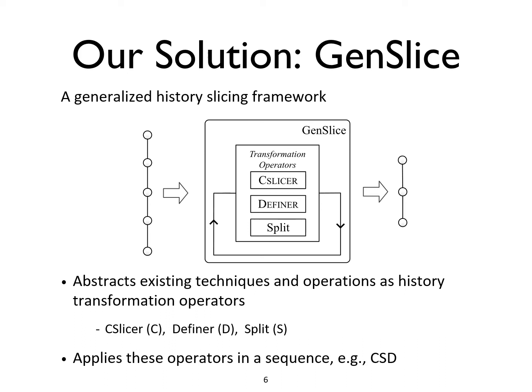To explore different sequencing, GenSlice applies these operators in a loop style. Each run of the loop is a transformation sequence. For example, sequence C, S, D means first running C-slicer, then splitting its result, finally running Definer on top of the splitting result. With different orders and occurrences of operators, GenSlice can explore any combination of semantic history slicing operations.